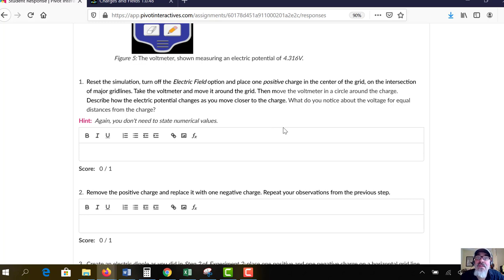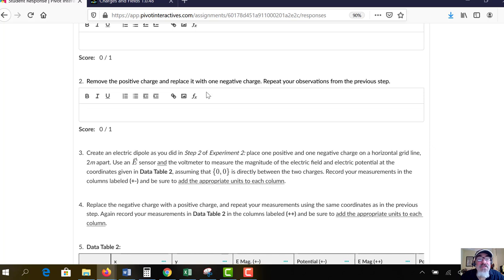Okay, and we've got the formula in the book for what the potential of a point charge looks like. That's from chapter 21. Okay, I don't want to give too much away there. Same idea, remove the positive charge, replace it with the negative charge, and then repeat what you've done there.